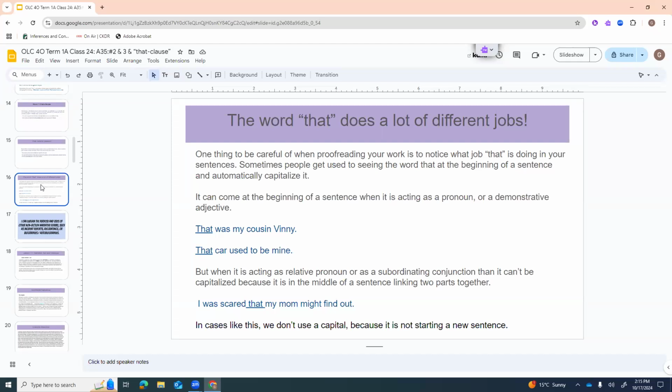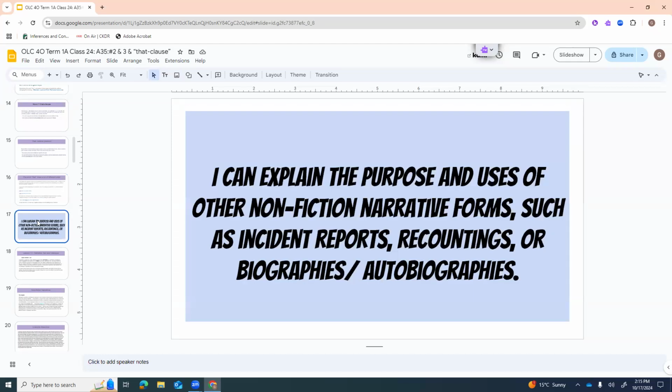And again, you're pointing to your car. But when it's acting more as a linking word, where it's a relative pronoun or a subordinating conjunction, it can't be capitalized. It's right in the middle of a sentence and it's linking two parts together. I was scared that my mom might find out. And in all those kinds of cases, we don't use a capital letter on it because it is not starting a new sentence. Okay. All right.